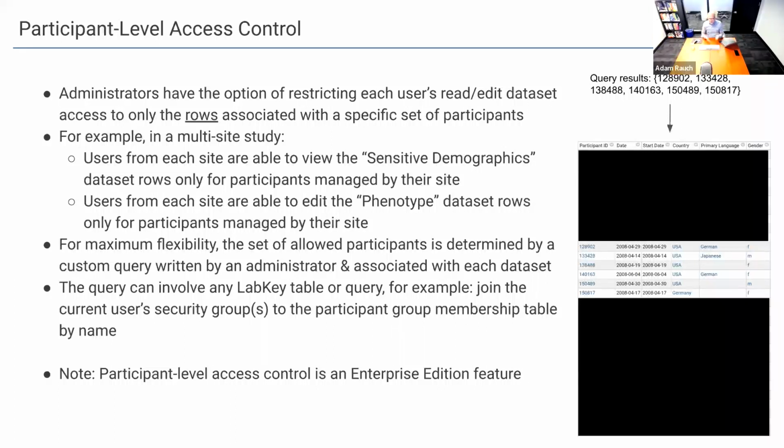The query again could use ad hoc tables or lists. It could query any table that's available within the system in order to answer the question of which participants am I allowed to see. I'll just mention this participant level access control is an enterprise edition feature. So those who subscribe to the enterprise level can make use of this.